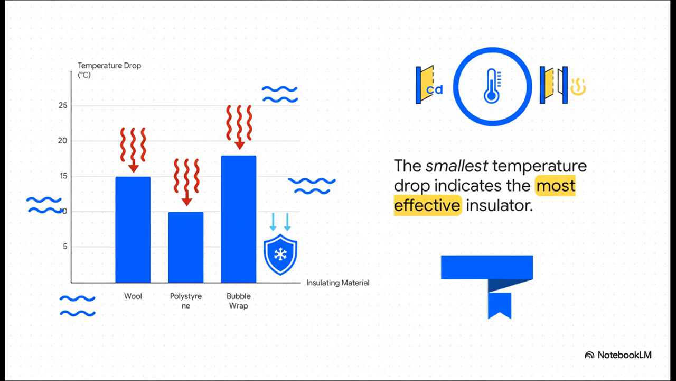Now, look closely. Here comes a classic exam trap. You might think the biggest bar, the biggest temperature drop means it's the best. Nope. The whole point is to stop heat loss. So, the material with the smallest temperature drop is the best insulator. Looking at this chart, polystyrene is our champion, no question.